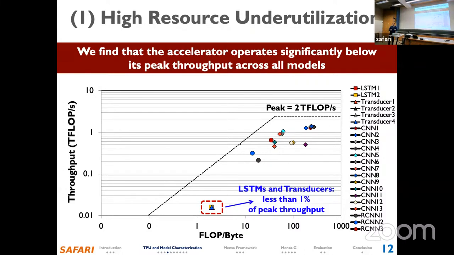And for those models that are memory bound, the application only takes about 1% of the peak throughput that the accelerator provides. So there is a huge amount of underutilization. And when you look at compute-bound models, for example, convolutional neural networks, even though they are compute bound, they can still take only half of the peak throughput of the accelerator. So again, the accelerator is not being fully utilized.